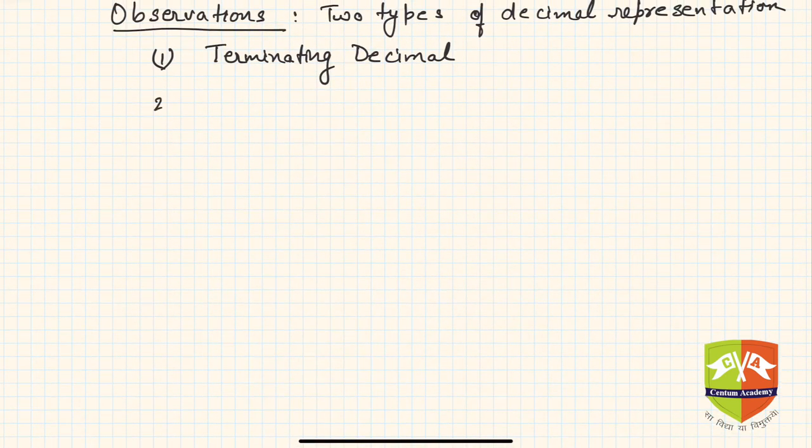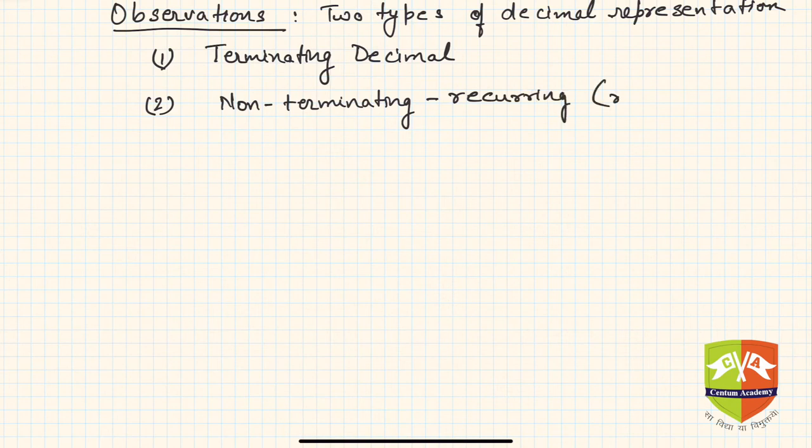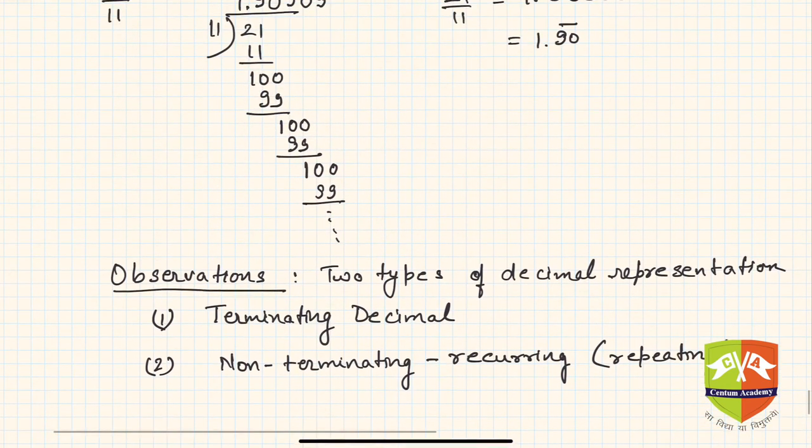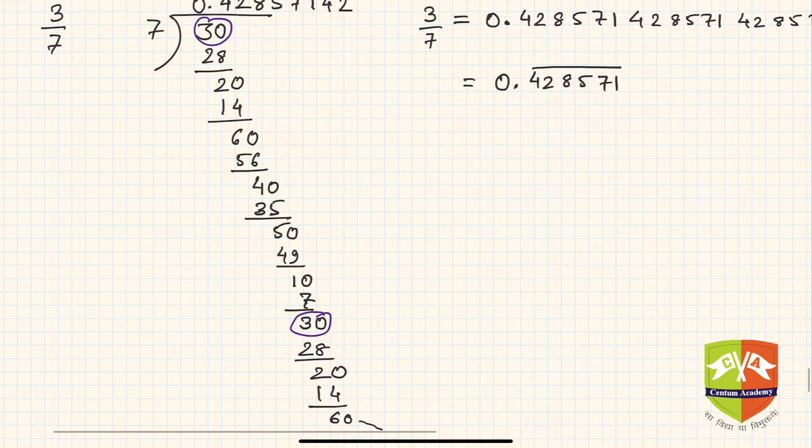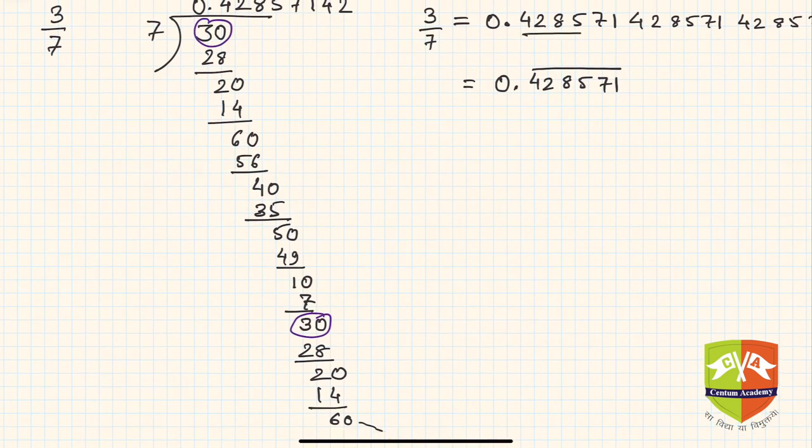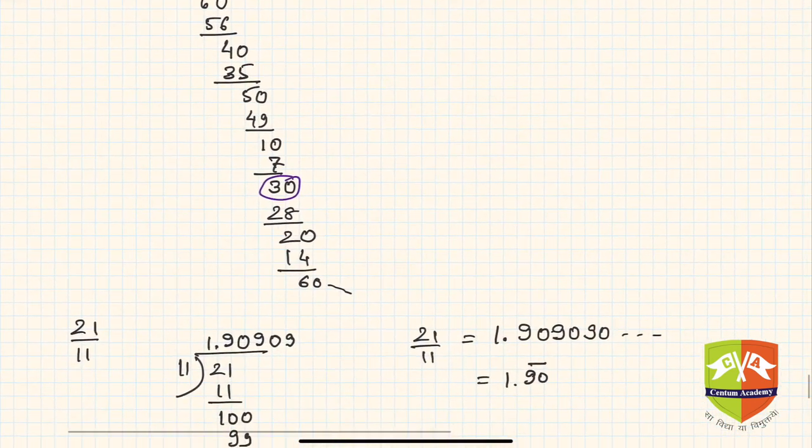But there is another one which is called non-terminating, right? There is no end point of the division process. But not only is it non-terminating, it is also recurring. Recurring means repeating, right? After some time, the decimal representation repeats. The best example was our 3 by 7. So 4 2 8 5 7, 4 2 8 5 7, you see a pattern, right? It repeats after a certain time.